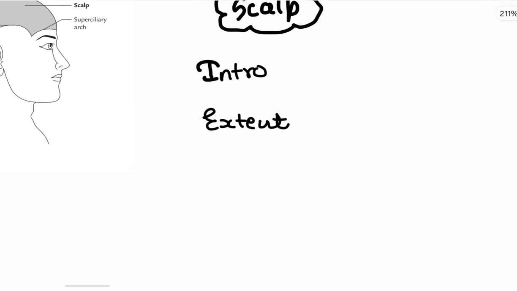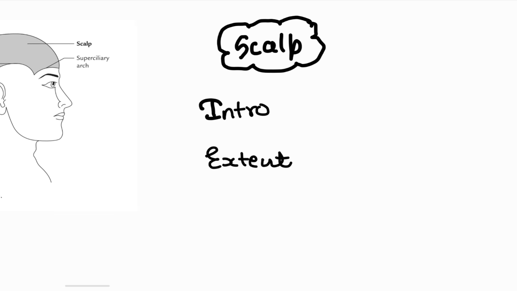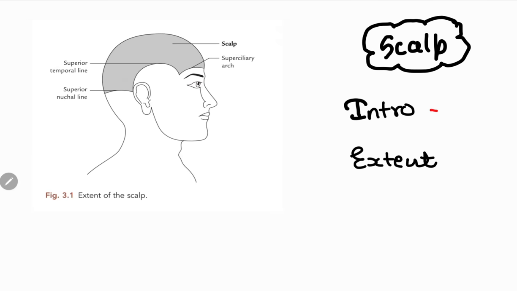Today we will study about scalp. Scalp is not just hair and shampoo ads. It has 5 layers and all 5 are extra. So, intro. What is scalp? Scalp is a layer that covers the vault of our skull.